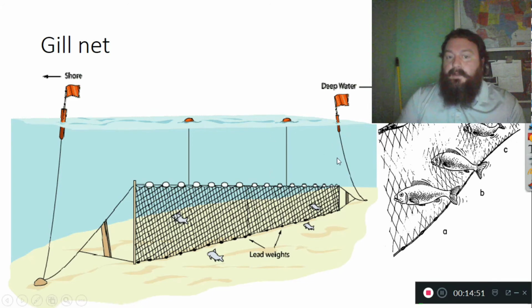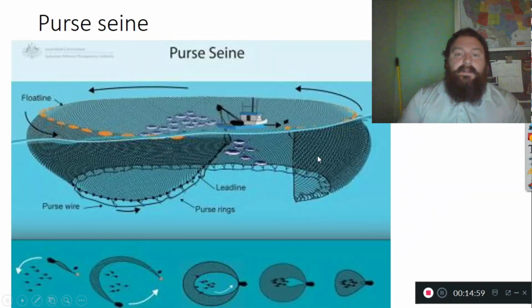These nets are made of material that you can't see once it's suspended in the water. It kind of becomes invisible to the fish. We may be able to see it, but the fish can't tell that it's there.